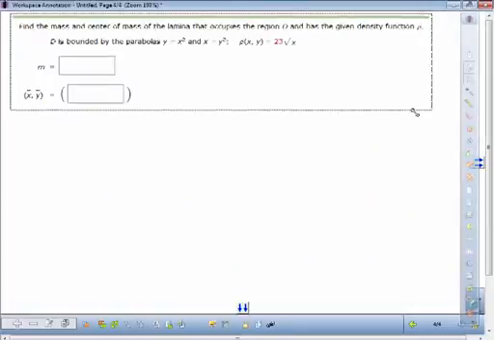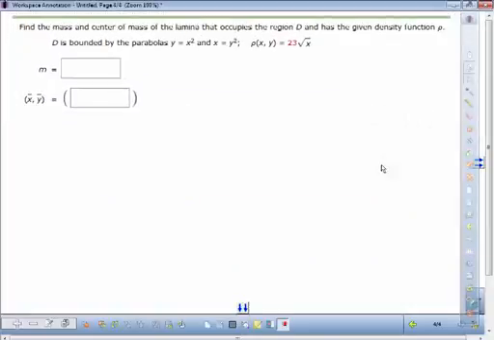So we have a shape of the rock or the plate that we're looking at, that we're trying to balance, and we have a density function, and that density function is given by this rho. They're using rho. I should have used rho. Rho, which is 23 times the square root of x.